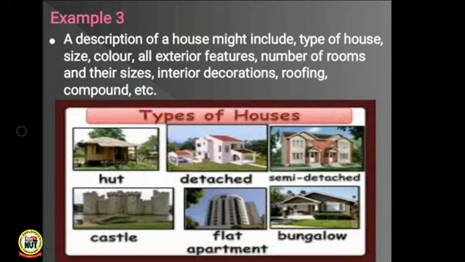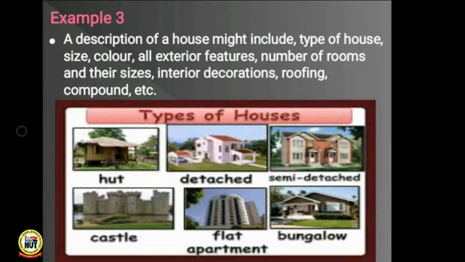All exterior features involve the frontage, the type of window, the type of doors, the compound. Is it a big compound, is it fenced? Just as you can see the types of houses we have in this picture. What type of house is it? Is it a castle, a bungalow, flat apartment, detached, semi-detached, duplex, or a hut? So for you to give a clearer picture to your reader, you must have all these details in mind.